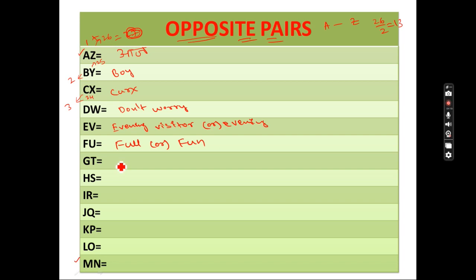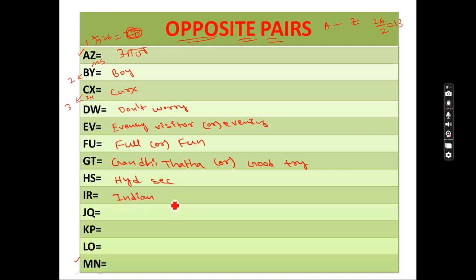GT, in Telugu we say Gandhi, Tata, so you will write here Gandhi, Tata. Or if you are unable to remember Gandhi Tata, you can say good try. Many different words will come, but G should come and T should come. That word should be easy and simple, only then you can remember easily. And HS means Hyderabad, Secunderabad. If I say H, the opposite pair is S. So sir, what is IR?